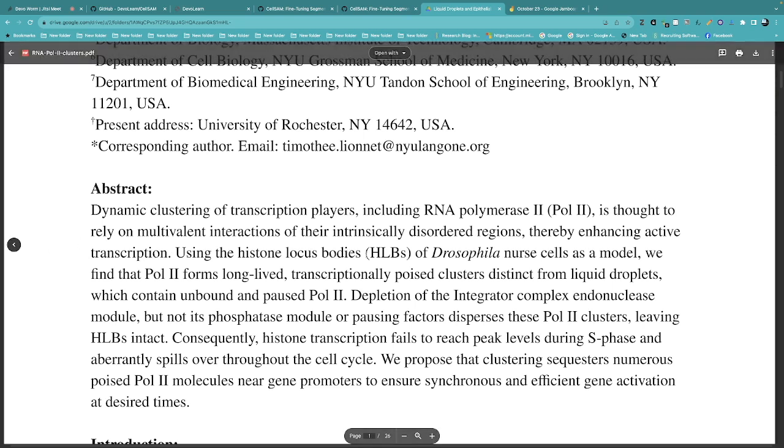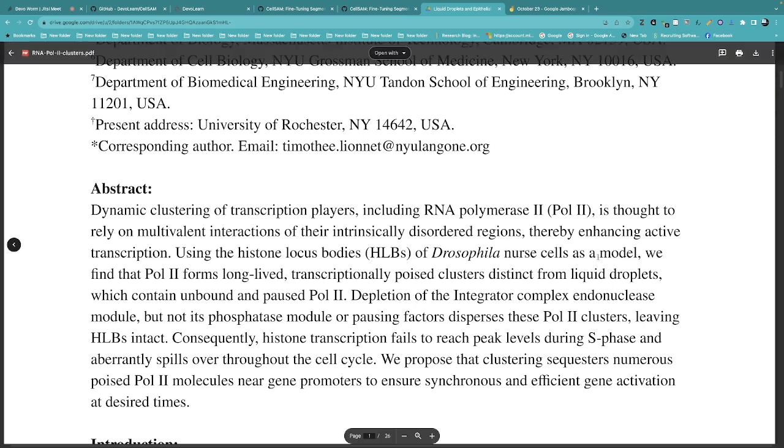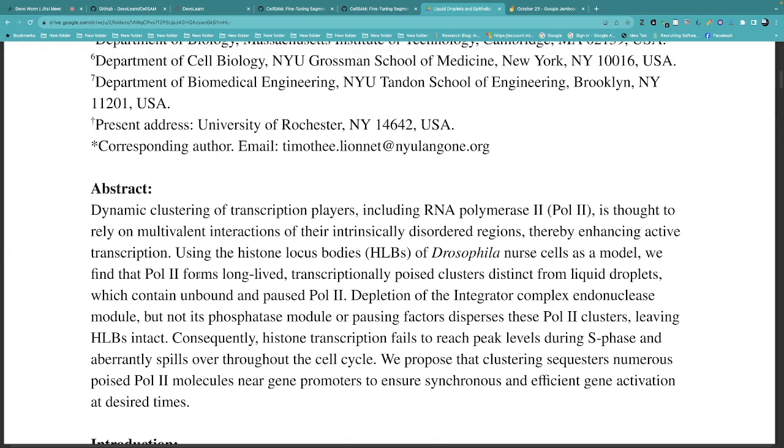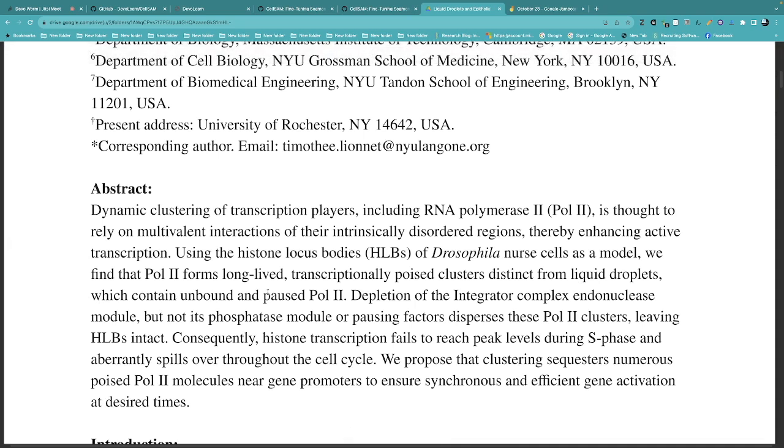Using the histone locus bodies, HLBs, of Drosophila nurse cells. So they're looking at Drosophila nurse cells here. It's a certain type of cell in Drosophila, and they're looking at histone locus bodies. Histones, of course, are involved in epigenetic regulation, so they're using that kind of model. We find that Pol-II forms long-lived transcriptionally poised clusters, distinct from liquid droplets. So they compare this with liquid droplets. We've talked about liquid droplets in the past and some of the things that they serve in cell biology. These clusters contain unbound and paused Pol-II.